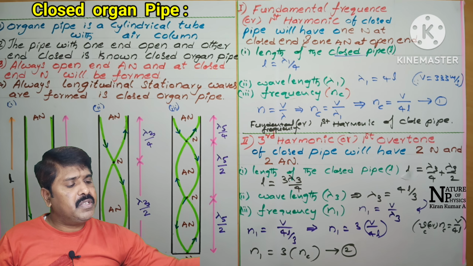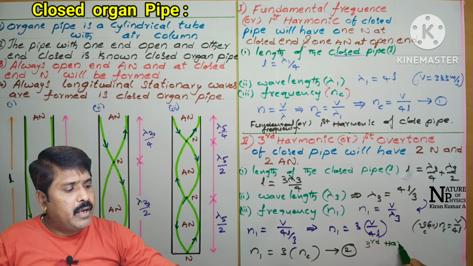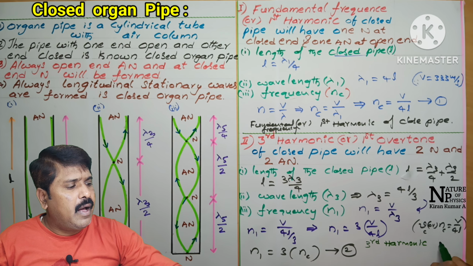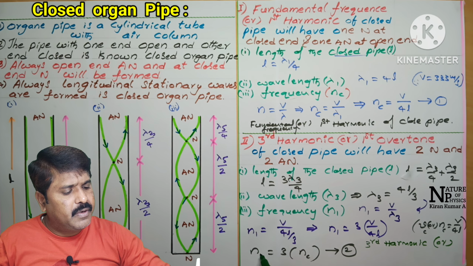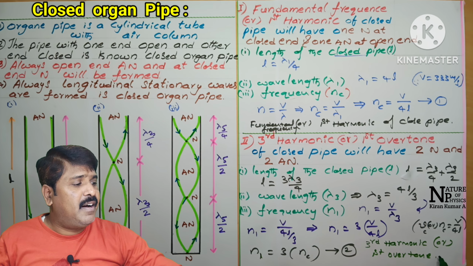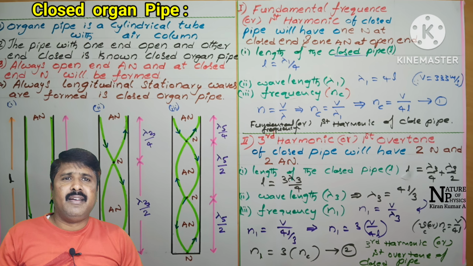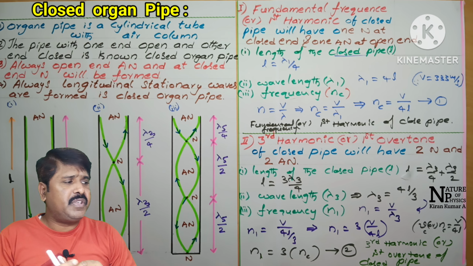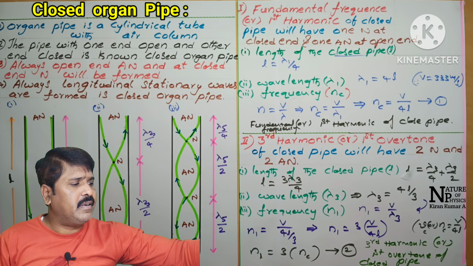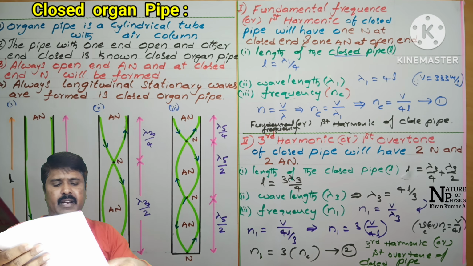Equation 2 represents what, student? That is the third harmonic, or tell me student, first overtone of a closed pipe. See student, next the third derivation I'm going to explain based on the third diagram.